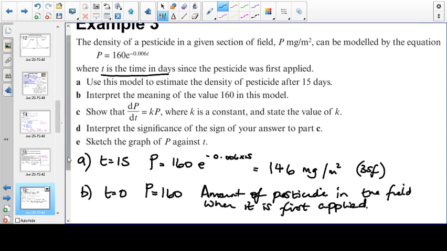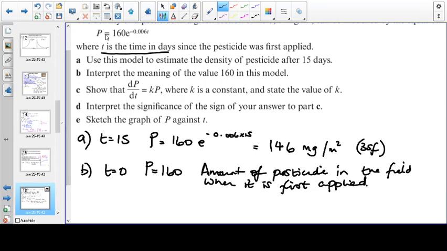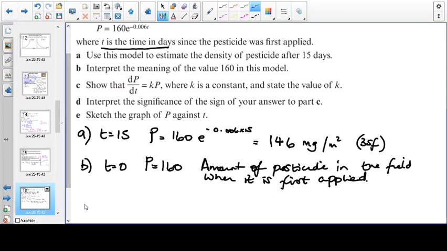Okay, show that dP divided by dt equals Kp, where K is a constant, and state the value of K. So the gradient function is in terms of p. p is in terms of t. So we're going to have to find a connection. Just change colour. p is 160 e to the negative 0.006t.